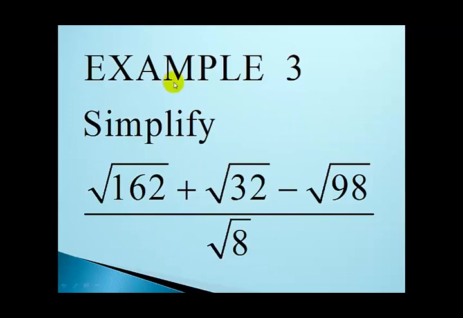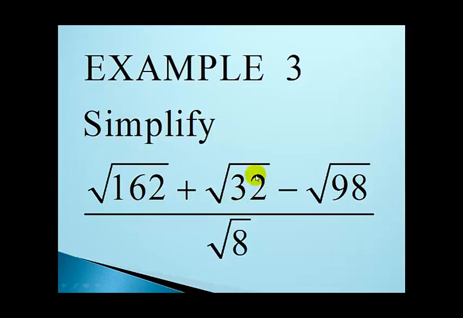Now let's consider example 3. Simplify the square root of 162 plus the square root of 32 minus the square root of 98, all divided by the square root of 8. Now in this case, considering the number 162, we are going to search for two numbers. When we multiply, we will get 162 in such a way that one must be a perfect square.